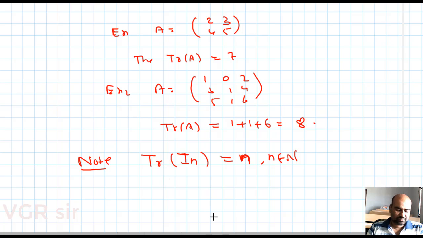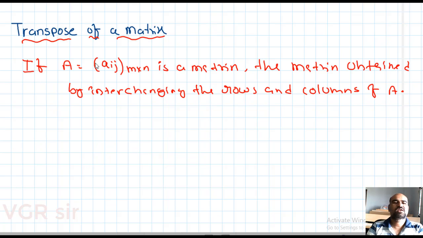Okay, students. Next one is the transpose of a matrix. If Aij of order m by n is a matrix, the matrix obtained by interchanging the rows and columns of A is the transpose. I will explain through an example. 1, 2, 3, 4, 5, 6 is a matrix. How many rows are there? 3 rows and 2 columns.